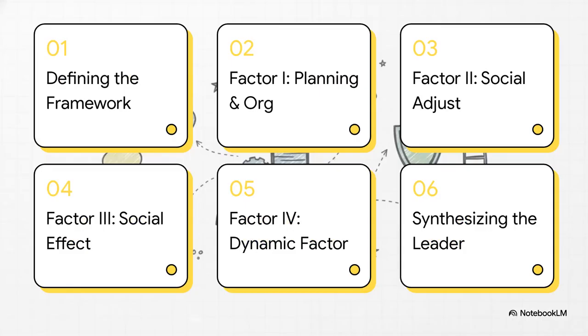Here's our game plan. We'll start by looking at the framework itself. Then we'll dive into its 4 core factors. First, planning and organizing. Second, social adjustment. Third, social effectiveness. And finally, something called the dynamic factor. And at the end, we'll pull it all together to see what it means for the modern leader.